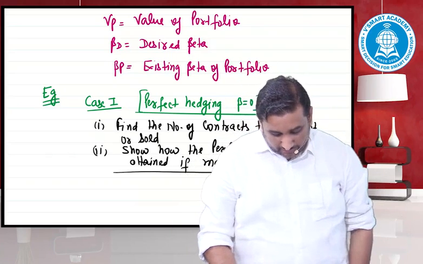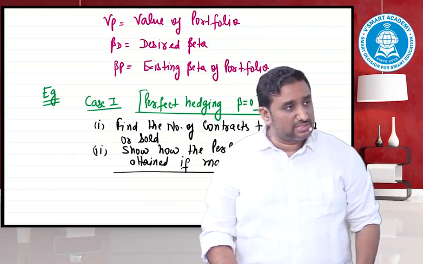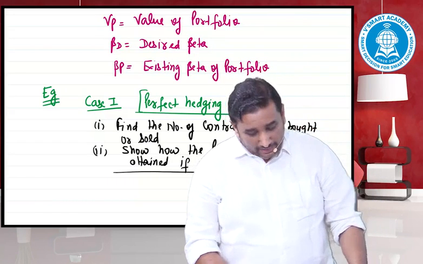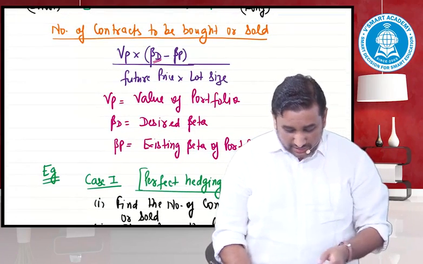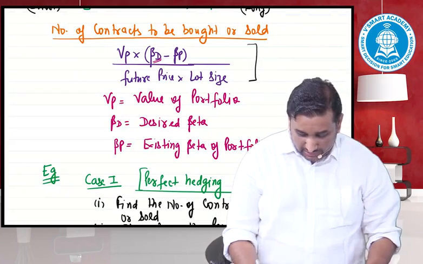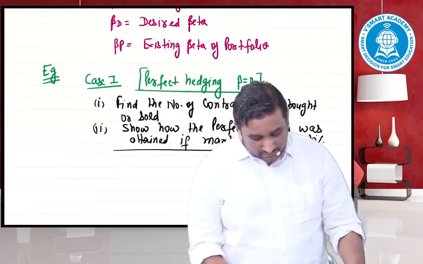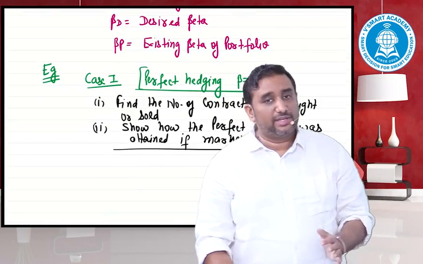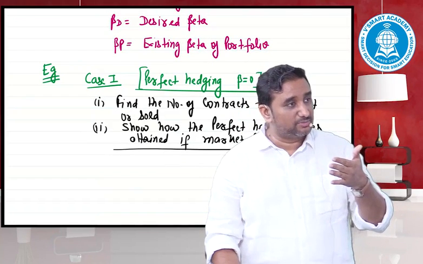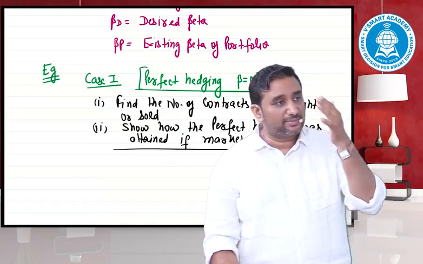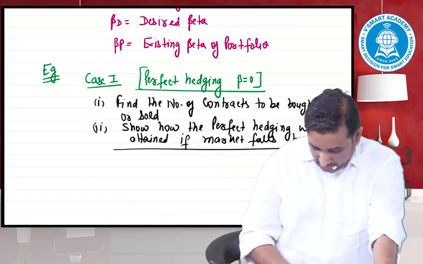Now the first part: I'll find the number of contracts. If I apply the formula, a minus would automatically come because my existing position is plus. Even if I do not write the minus, my formula, value of portfolio into beta desired minus beta of portfolio, would give me a negative position. Prima facie I know my existing position is plus and I'm not increasing my risk. If I was increasing, it would be same direction movement. I'm trying to hedge, that means reduce my risk, so it would be a negative position. Let's put down the solution here.